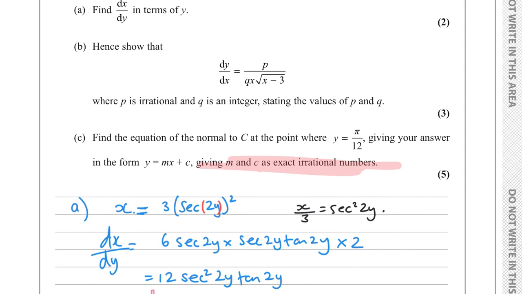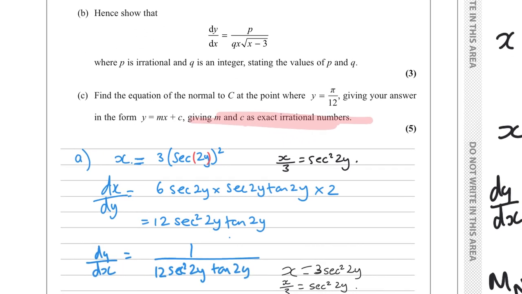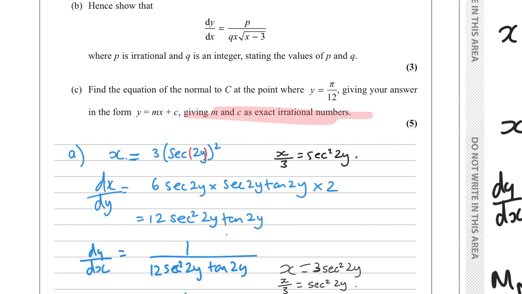Which then we multiply by 2, and that's how we get 12 sec squared 2y tan 2y. Okay, so that's nice and easy, and can you notice, only 2 marks? Now, the next one is 3 marks, and honestly, I really don't think it's worth more than 3. They weren't very nice. So, I wrote dy by dx, okay?